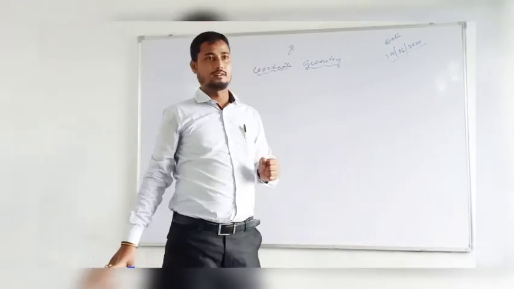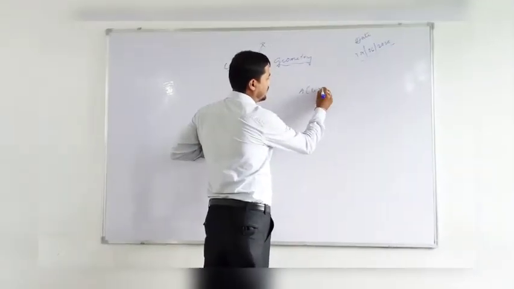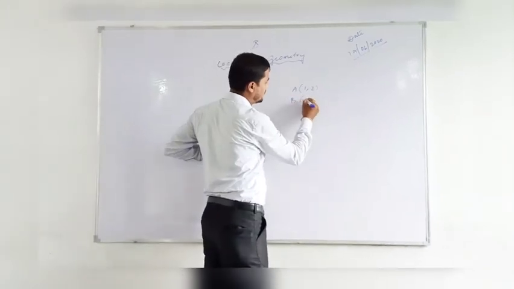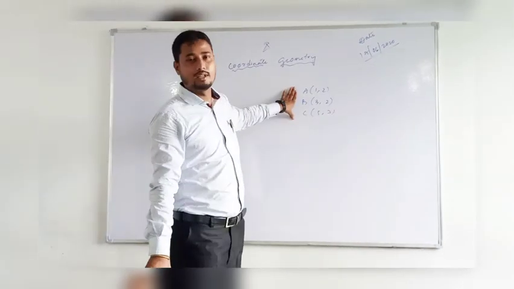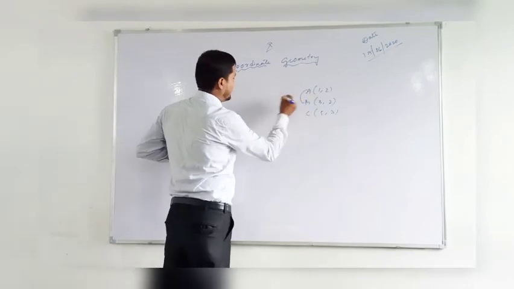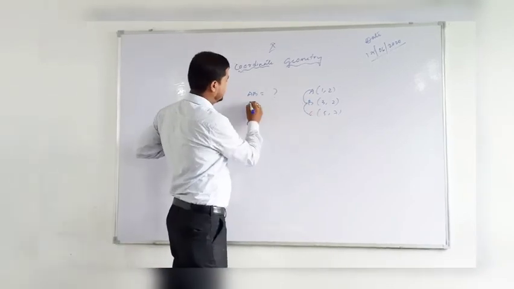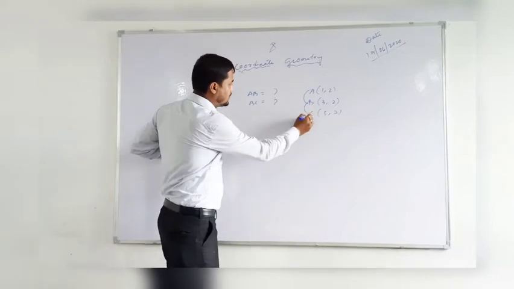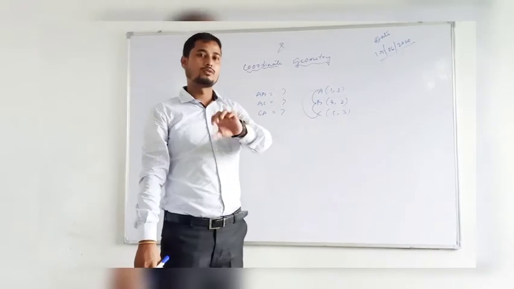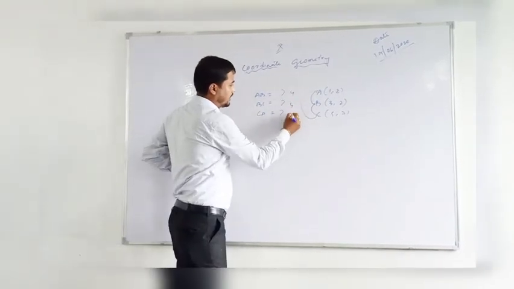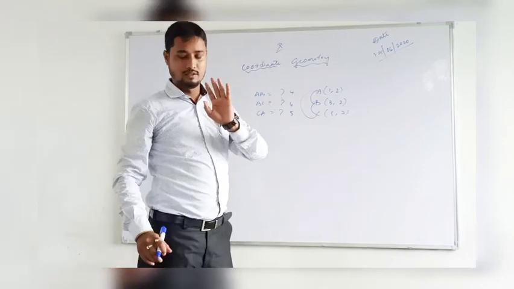questions are given on collinear. Now the question is, what is collinear? Let one coordinate A be 1, 2, B is suppose 3, 2, C is 5, 7. If the question asks whether it is collinear or not, first you have to find the distance of AB, and you will get one value. Distance of BC, then you will get another value. And distance of CA, you will get another value. If all the values are the same, then it is collinear. If it is 4 and 4 and 5, that is, not all equal, then it is not collinear.